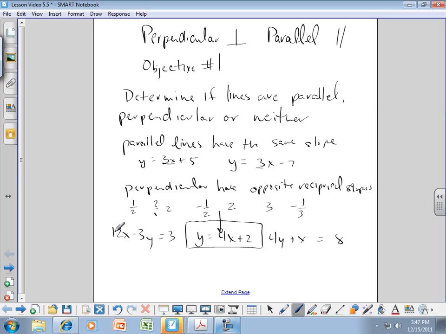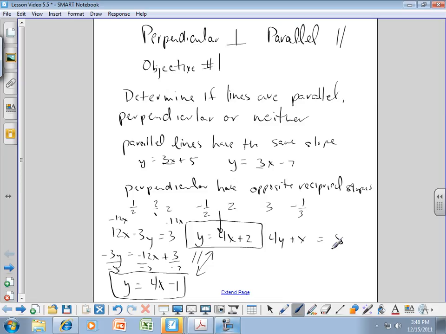Okay, so let's take this equation right here and get it in slope-intercept form. We probably better take the 12x over here. So we'll have negative 3y equals negative 12x plus 3. I subtracted 12x. How do I get y by itself? I divide by negative 3. And so now I get y equals, what's negative 12 divided by negative 3? Positive 4. That's going to be negative 1. So this line has a slope of 4, doesn't it? This line has a slope of 4. What can you tell me about these two lines? They're parallel because they have the same slope.